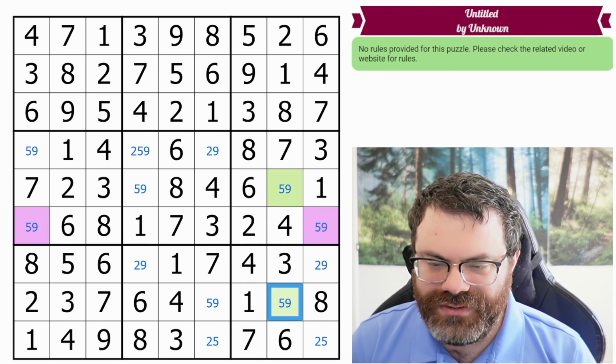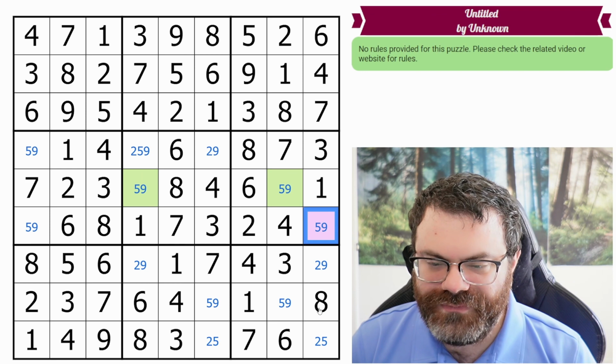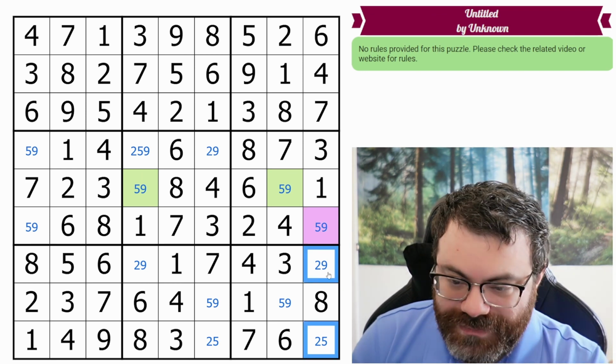We can say, okay, well, for green instead, I'm going to look at the row, and for purple, I'm going to look at the column. But for the column, I actually have a triple, so I'm going to have to pick one.